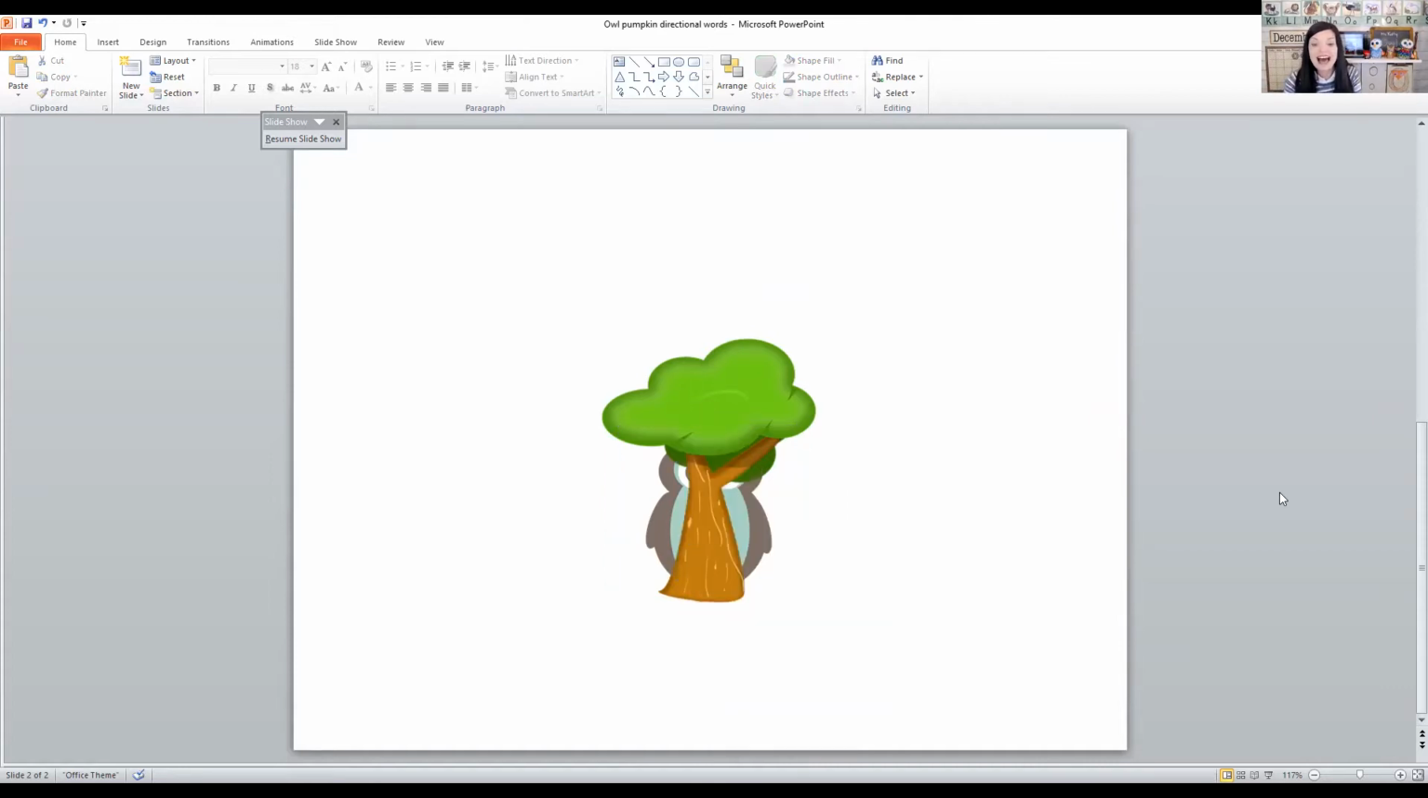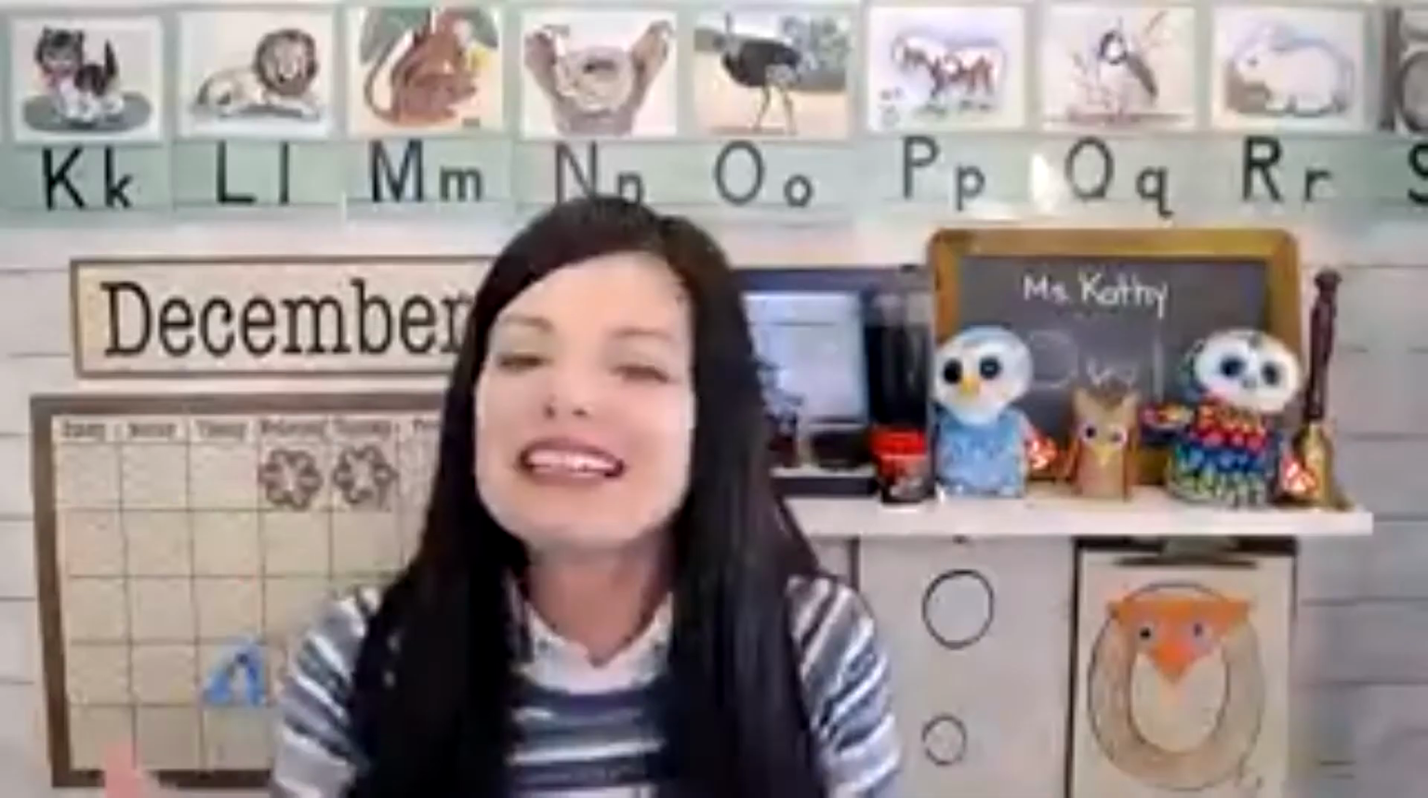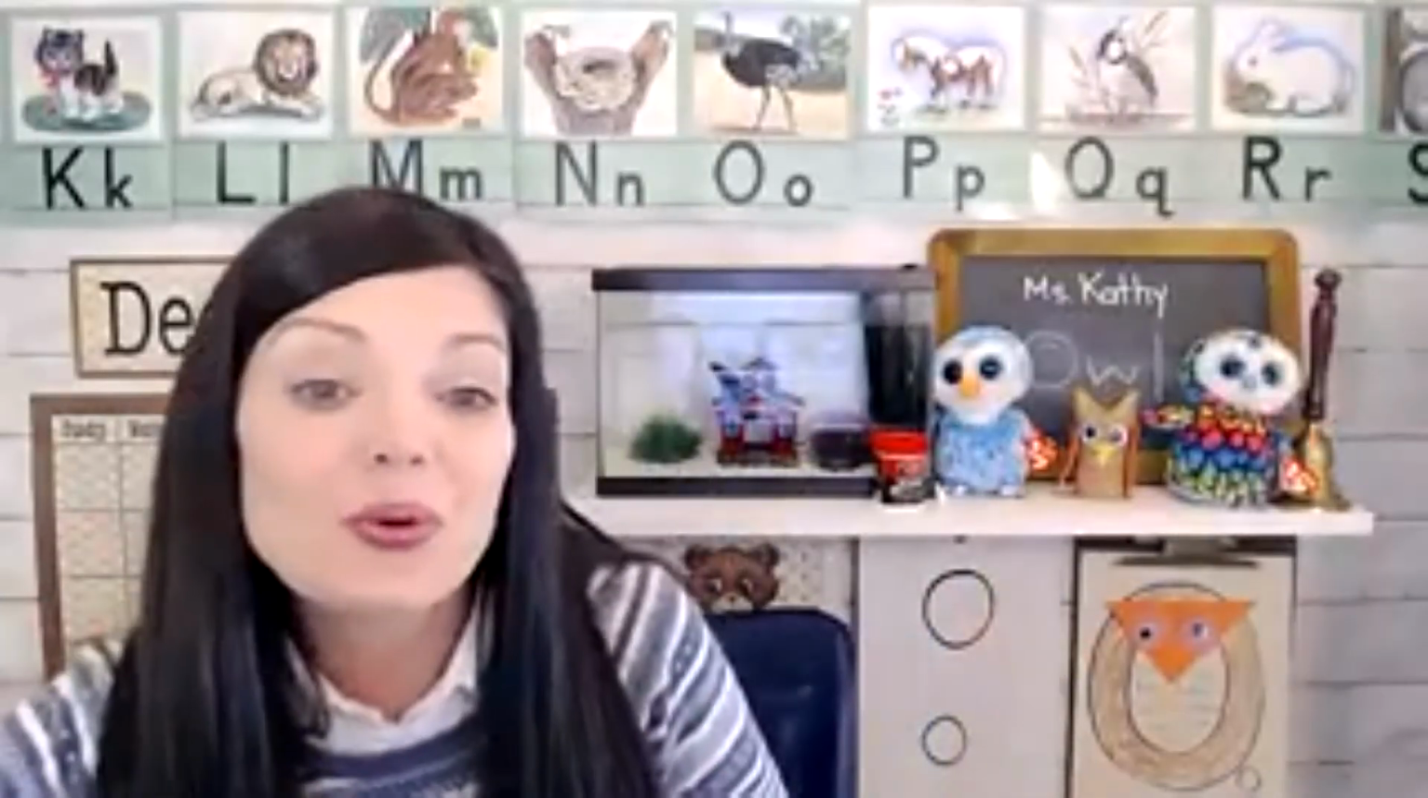Now, where's the owl? The owl is hiding, isn't he? The owl is behind the tree. Behind. Now, where is the owl? Can you tell me? The owl is beside or to the left of the tree. To the left. Well, you did a great job with directional words today.